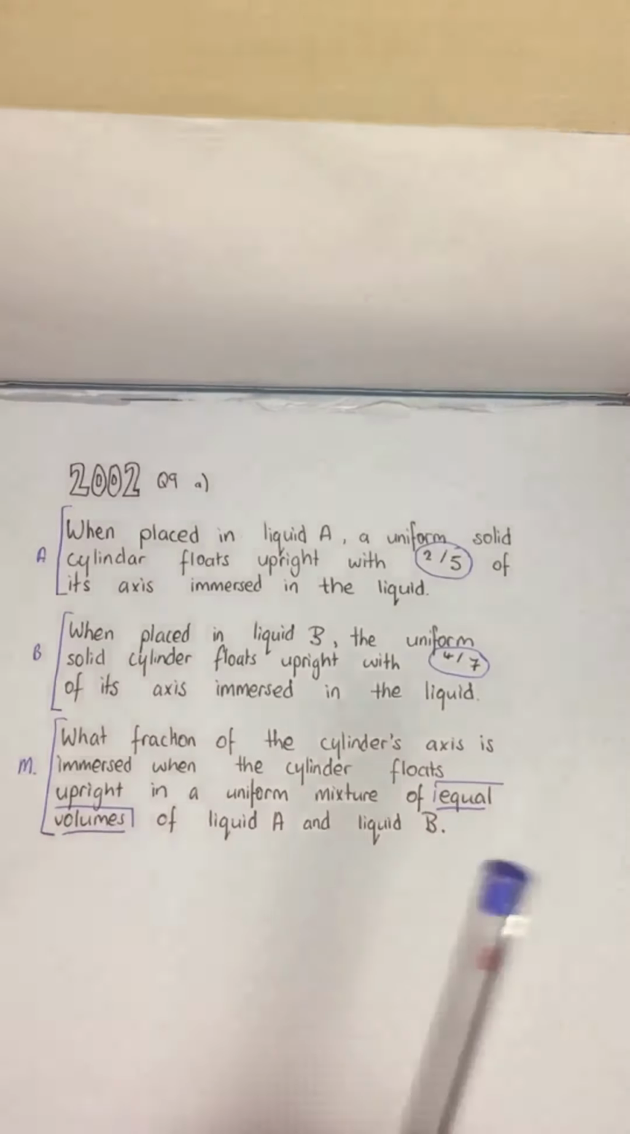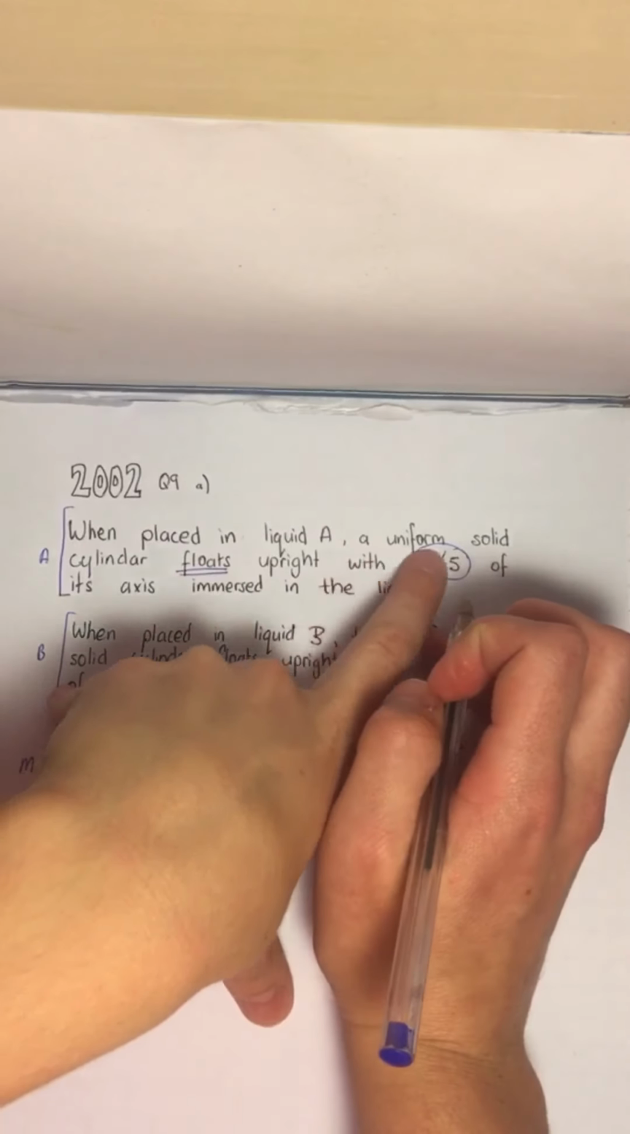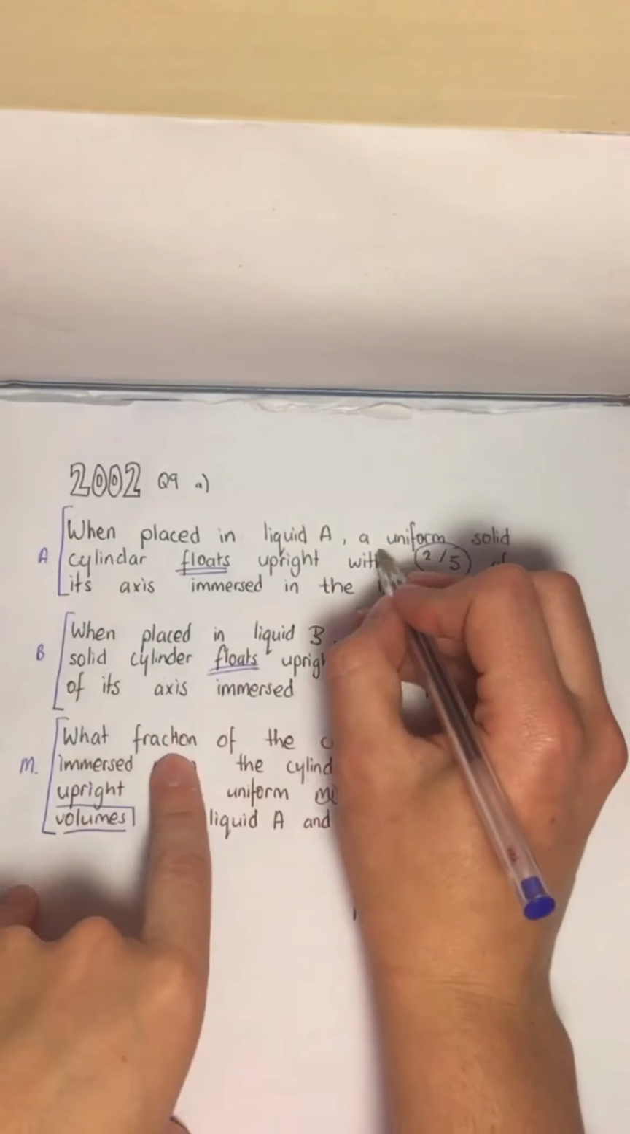Okay, so I want to figure out what type of question this is, because there are different types of hydrostatics questions. Since it says "floats" 3 times in it, it's pretty apparent that this is going to be a floating question. And we have a little bit at the end about mixtures. So now I have an idea of what formulae I'm going to be using. Just one quick thing is that it's a uniform solid cylinder, so it's not hollow or anything like that. That's good to know, but it's kind of irrelevant once we start doing the question.